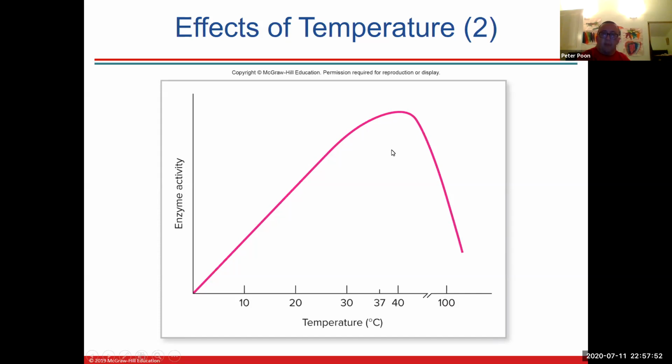Enzymes work ideally at 37 degrees here. That's the top. When you increase a little bit more, they still work, and then you see a very sharp decrease.